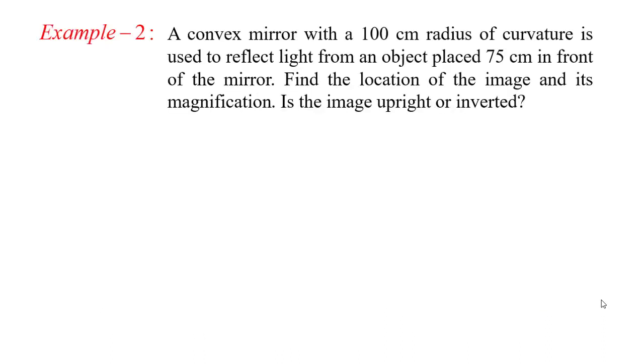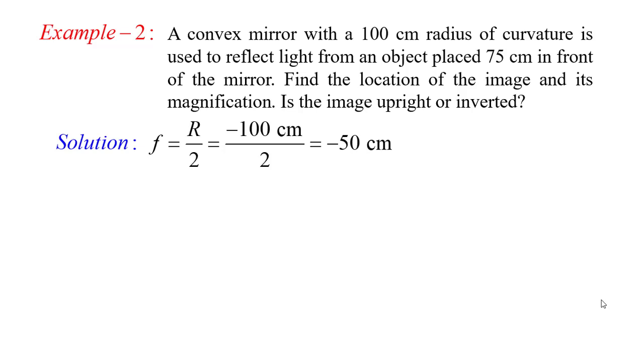The second example: a convex mirror with a 100 centimeter radius of curvature is used to reflect light from an object placed 75 centimeters in front of the mirror. Find the location of the image and its magnification. Is the image upright or inverted? So the solution is, once again, the focal length is the radius of curvature R divided by 2, from which we get the focal length to be minus 50 centimeters. It is minus because our mirror is convex, and using the sign convention, F is determined to be negative, and the S naught is given to be 75 centimeters.